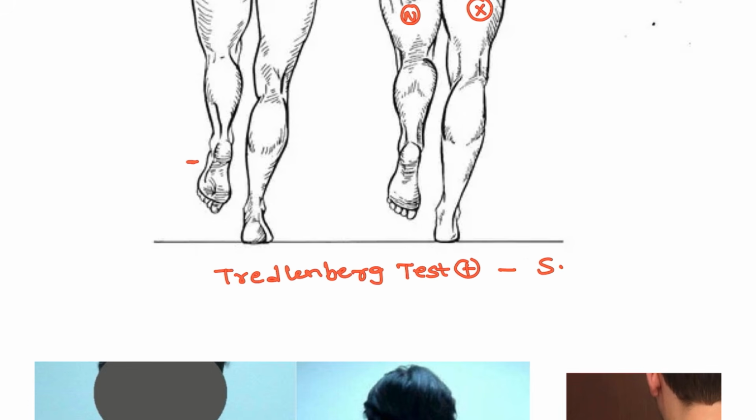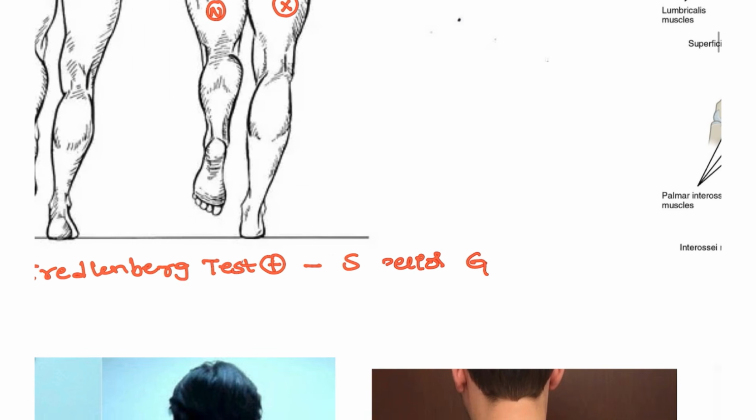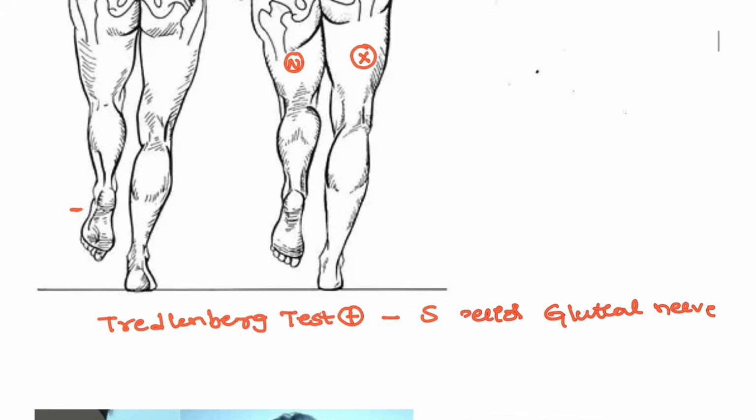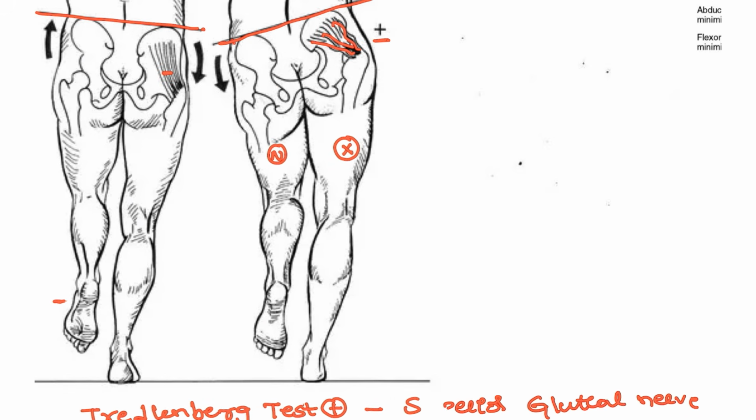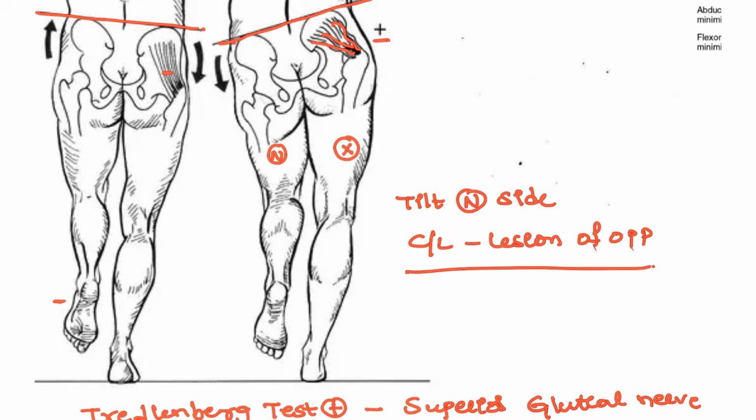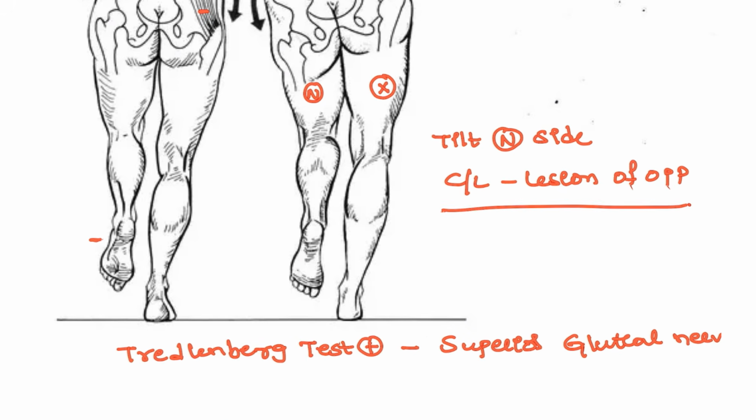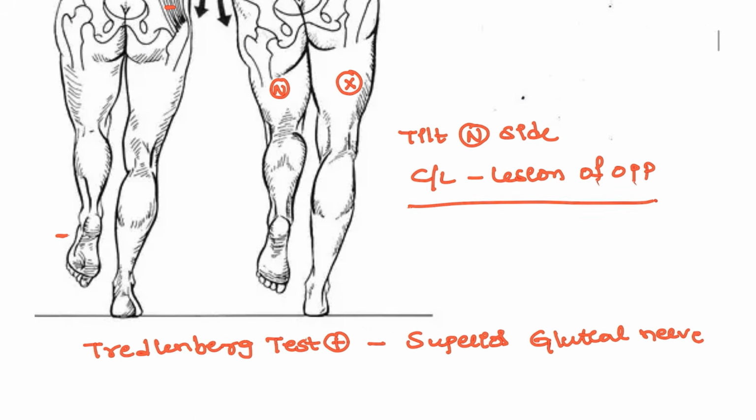What is the nerve that we are checking here? We are checking for the superior gluteal nerve. And most importantly, what is the thing that you have to remember? The tilt of the pelvis is on the normal side only. Okay, and the injury is a contralateral lesion, on the opposite side. This is the one thing that you have to remember about the Trendelenburg test.